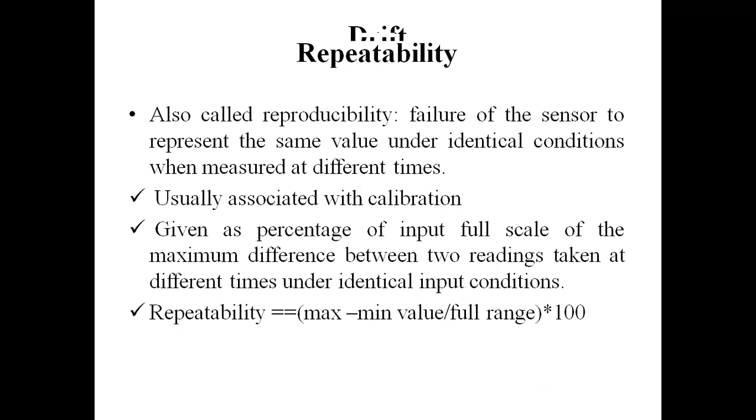The next one is repeatability. It is also called reproducibility. That is, the failure of the sensor to represent the same value under identical conditions when measured at different times. It is usually associated with calibration, and it is given as a percentage of full scale of the maximum difference between two readings taken at different times under identical input conditions. Repeatability is equivalent to maximum minus minimum value divided by full range, calculated as a percentage value.